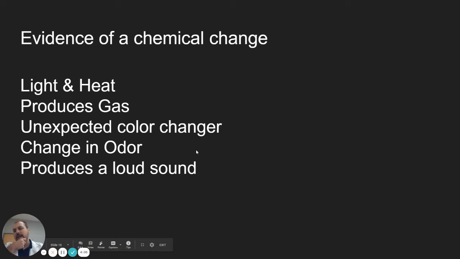Unexpected color change. So like if I was going to take blue water and red water and mix them together and I got purple, that would be a physical change. But if I took blue water and red water and mixed them together and got orange, you'd be like, well, that's not what I was expecting. So that could be a chemical change. Change in odor could be evidence of a chemical change, or if it produces a loud sound, like shooting a gun or something like that. And just because it does one of these doesn't mean it's a chemical change, but it's pretty good evidence that a chemical change may have occurred.